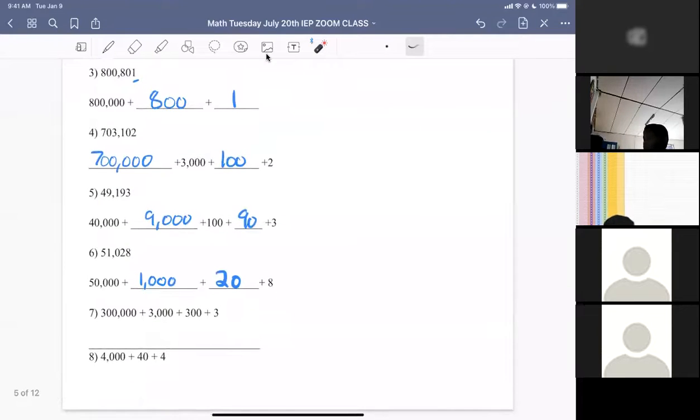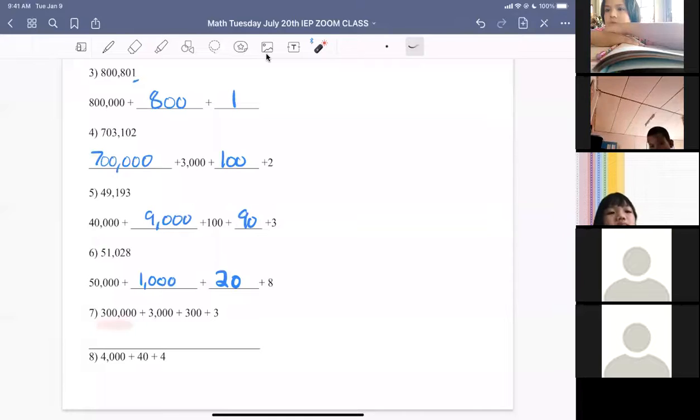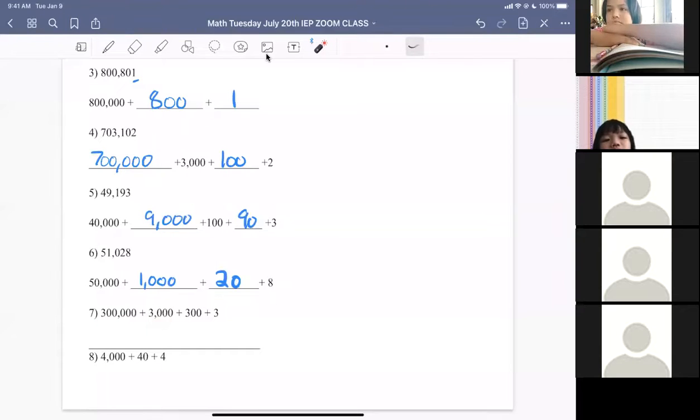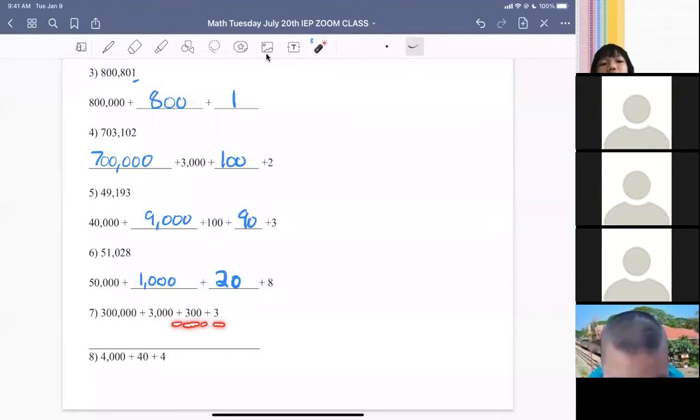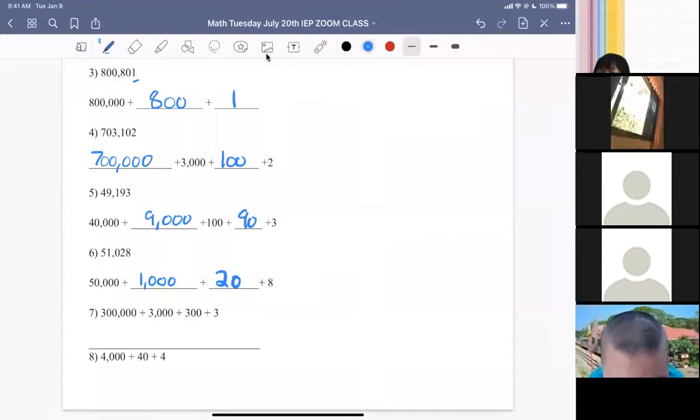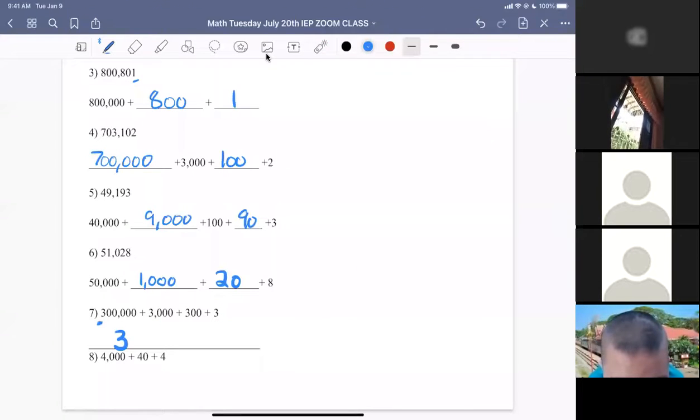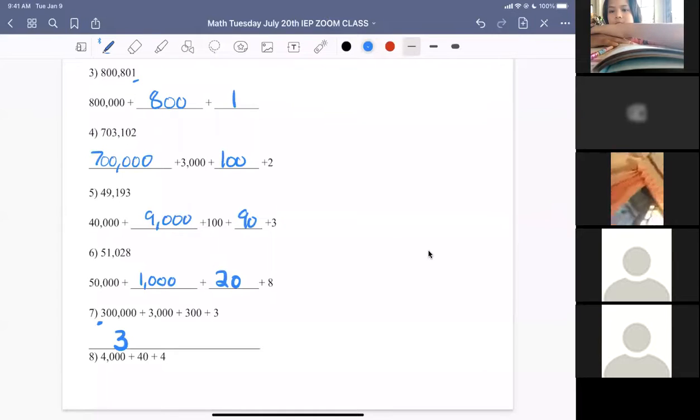Let's go down to number 7. Number 7, we have 300,000 plus 3,000 plus 300 plus 3. So we're just going to write this 3 representing the 100,000s. So this 3 represents the 300,000s. We have no 10,000, so we're going to write a 0. We do have 1,000, so we're going to write a 3. Do we have 100s? Yes, we do. We're going to write a 3 for the 300. We have no 10, so we're going to write a 0. And we have a 1, so we're going to write a 3.